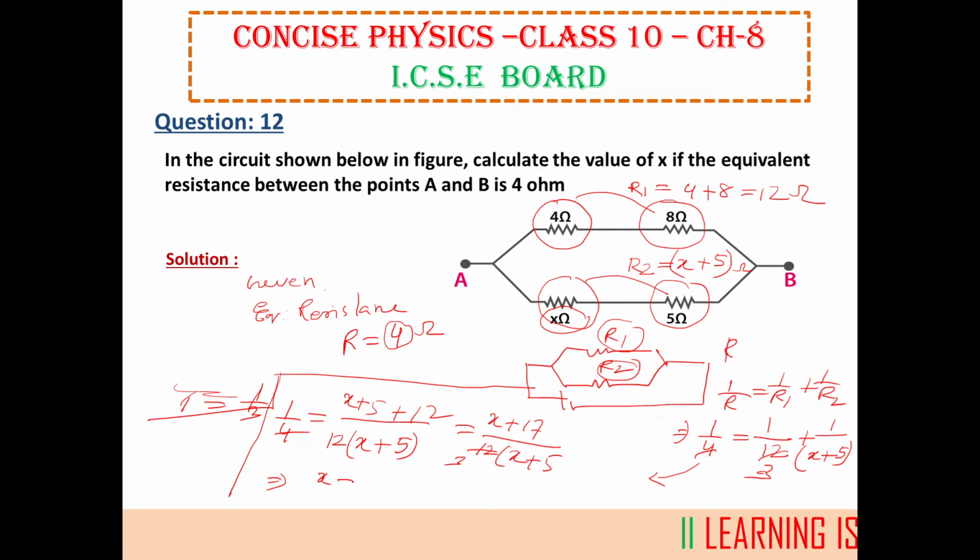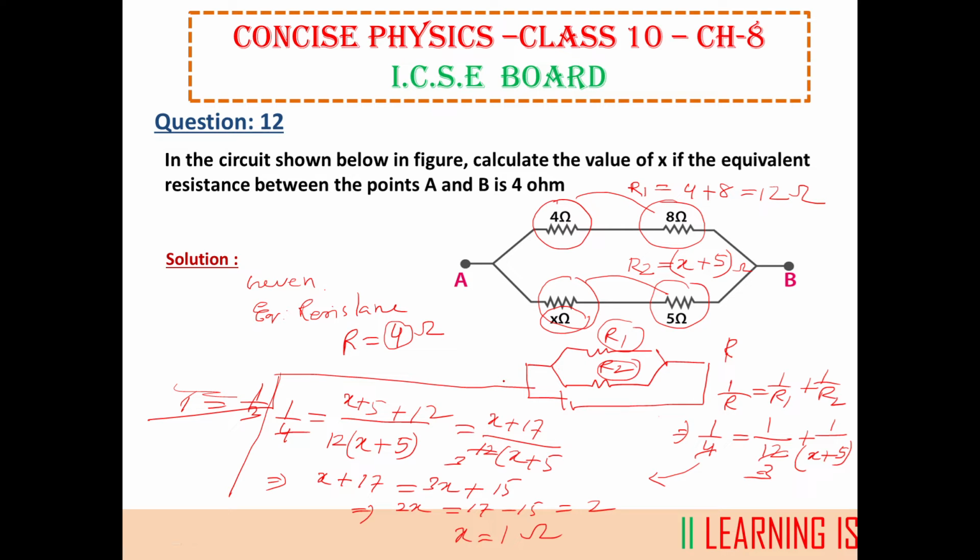x plus 17 equal to 3x plus 15. So if I further simplify, we are getting 2x equal to 17 minus 15, will make it 2. So x equal to 1 ohm. So finally the value of x is coming 1 ohm.